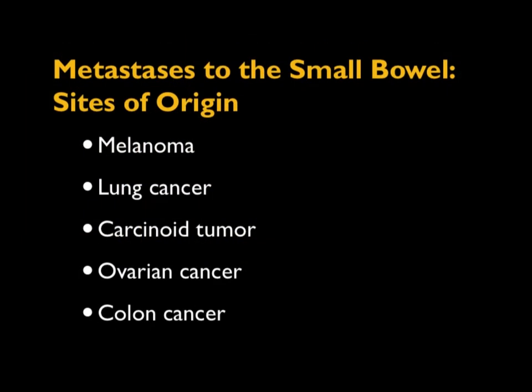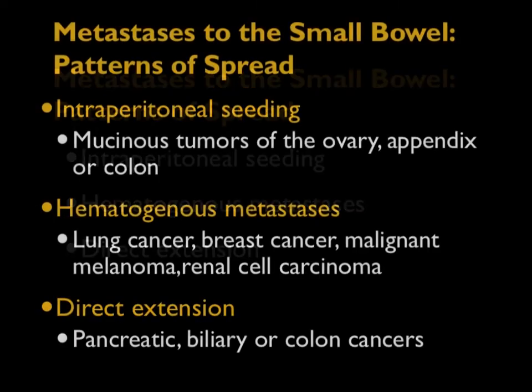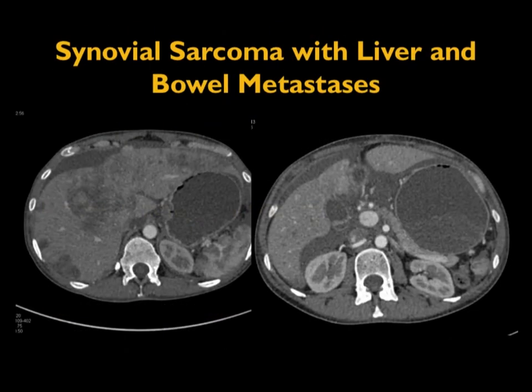When you look at Mets to small bowel, as patients live longer, the chance of Mets is increasing. Think melanoma, lung cancer, carcinoid, ovary or colon cancer. When you talk about Mets to small bowel, it could be from intraperitoneal seeding, hematogenous metastasis, or direct extension. And classics would be ovarian cancer for peritoneal seeding, hematogenous Mets, lung, or melanoma, direct extension, pancreas invading the duodenum perhaps. And just some examples.